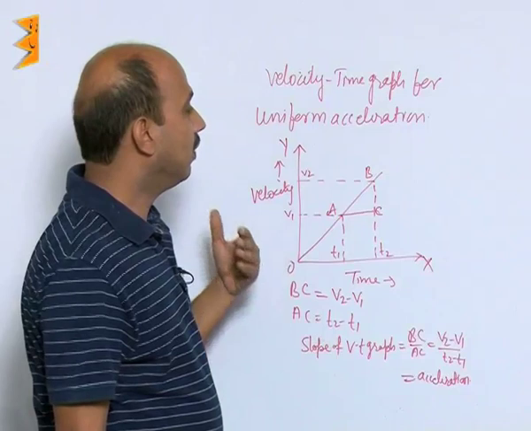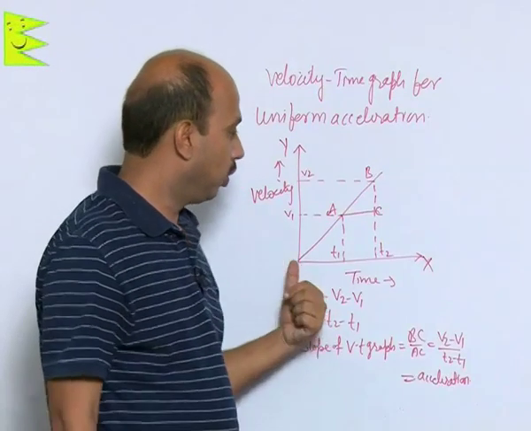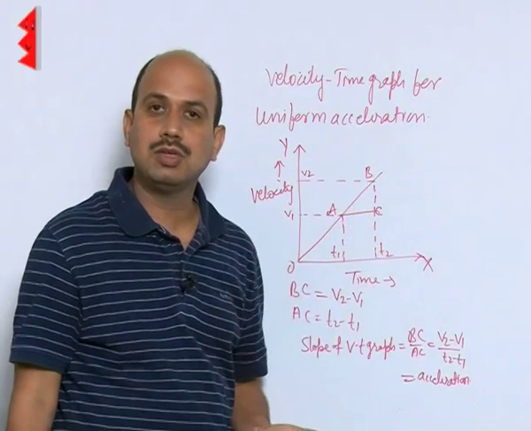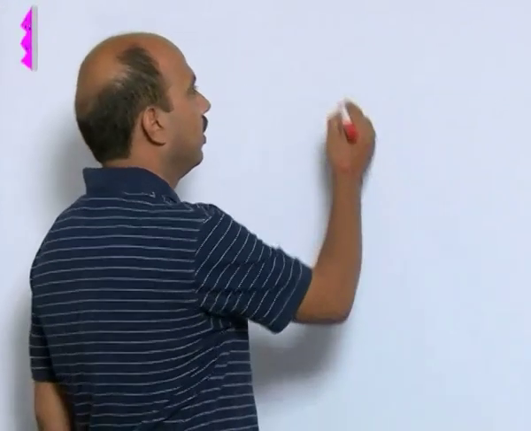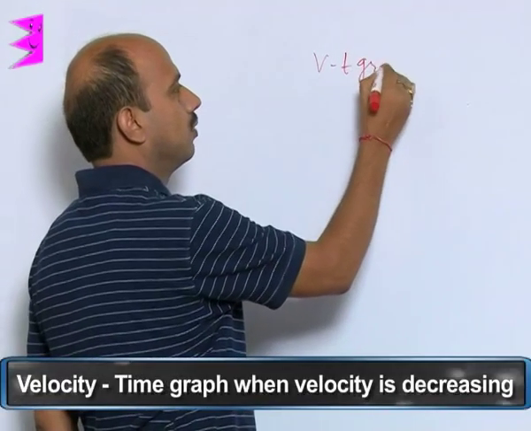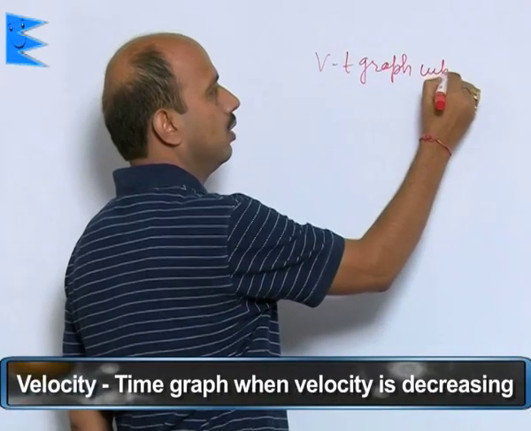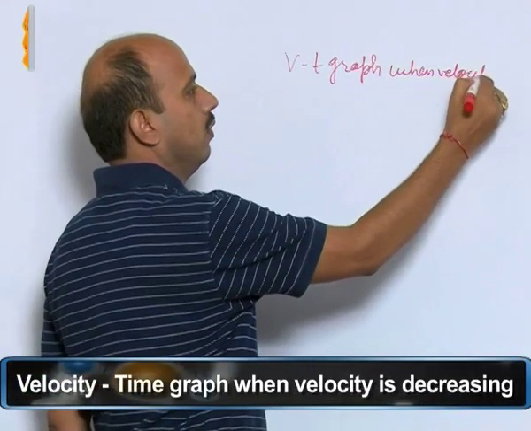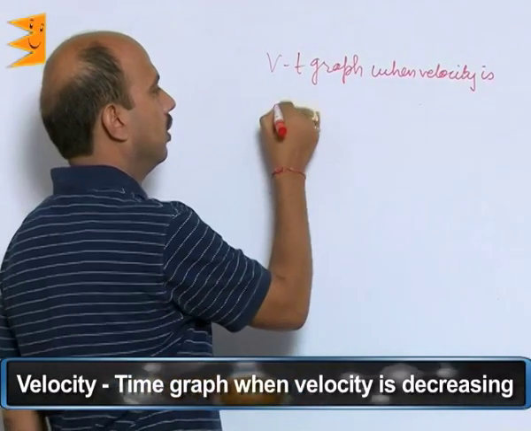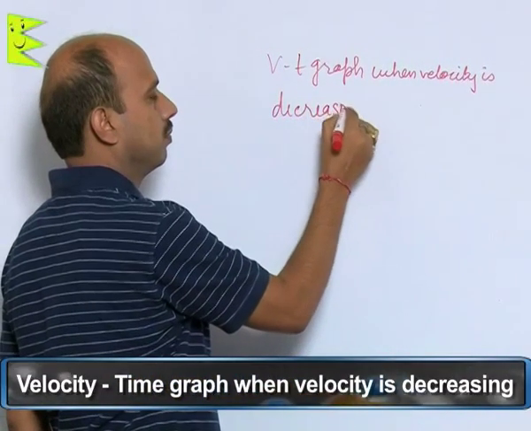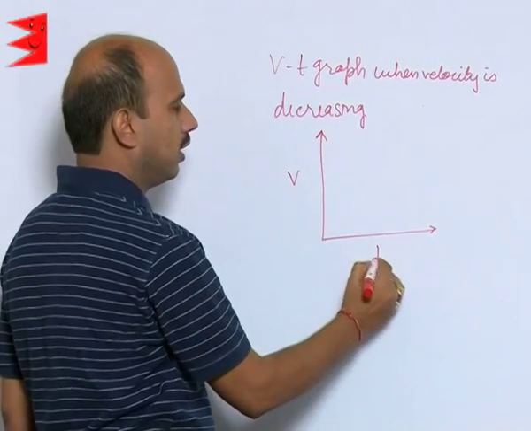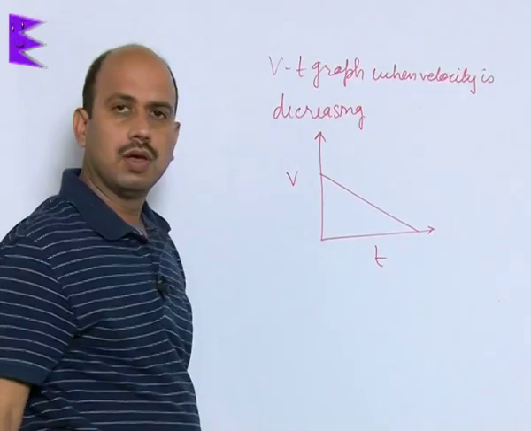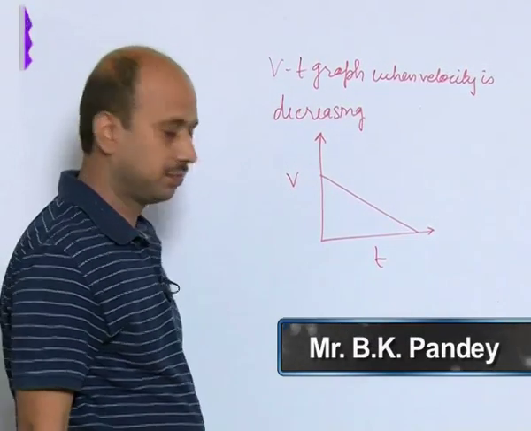So now we will see velocity time graph. Here velocity is increasing, but now we will do velocity time graph when the velocity is decreasing with the time. So VT graph when velocity is decreasing. We can draw like this. Here velocity, here is time, we can take like this. Here velocity is decreasing with the time.